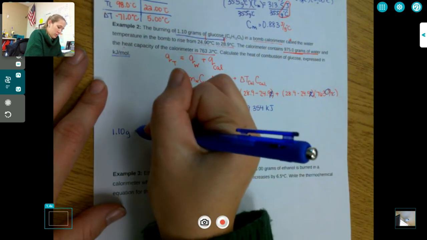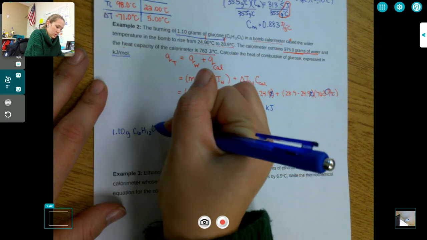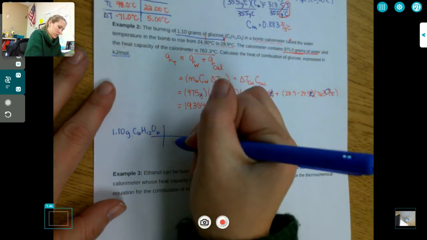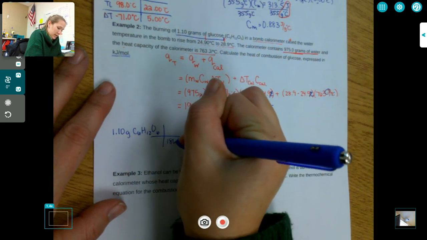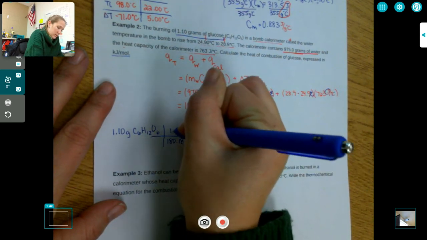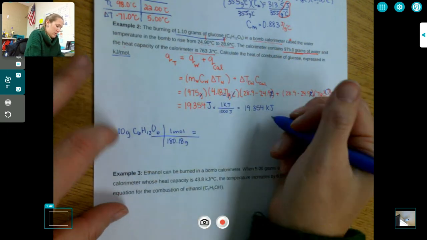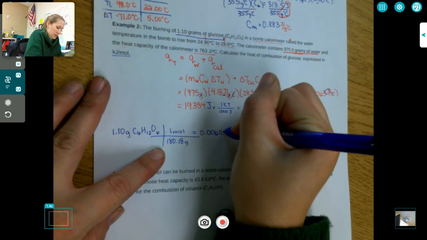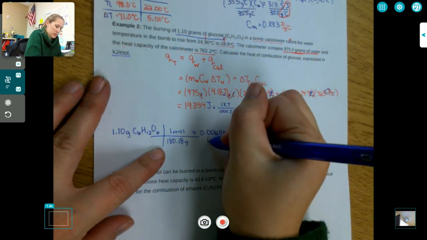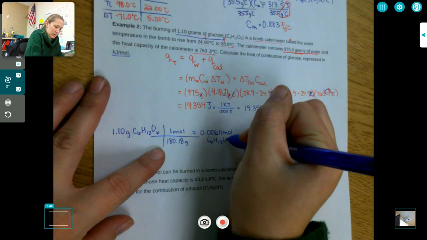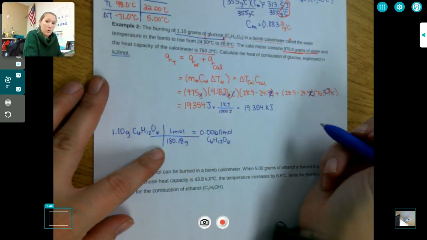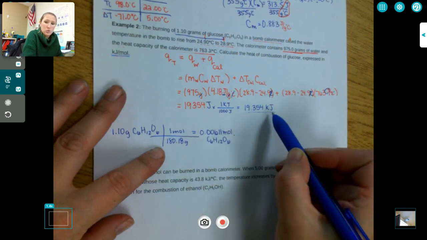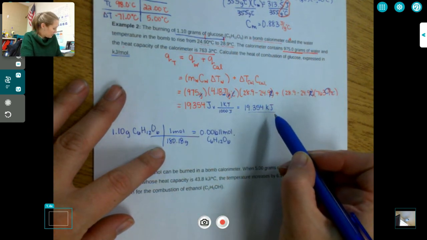1.10 grams of glucose, C6H12O6. And my molar mass of glucose, which I calculated before, is 180.18 grams per 1 mole, which means when I do the math, I get 0.00611 moles of glucose. All right, so that means that this is how many moles I've burned. This is how many kilojoules of energy that I have released.